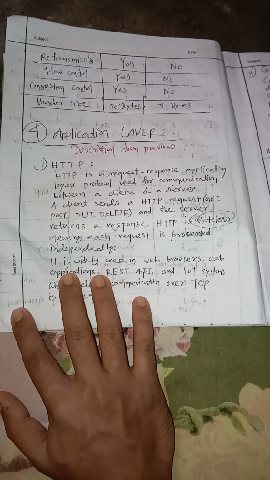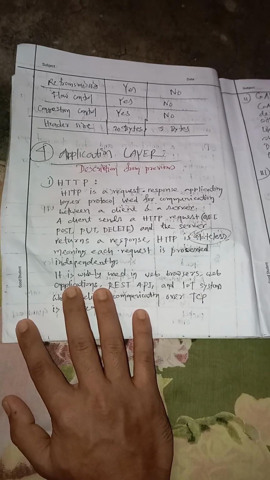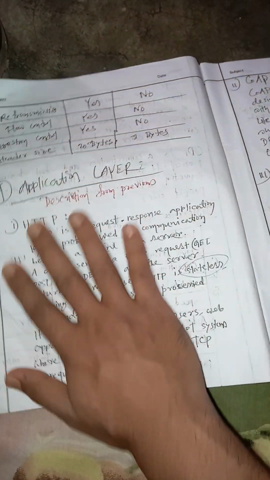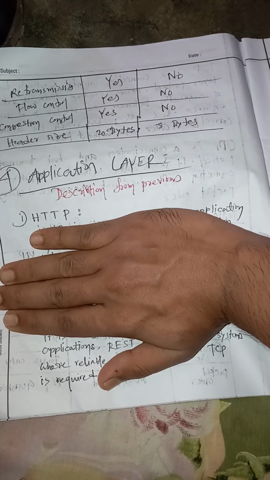And then the application layer protocols. This is a very important layer. You have to spend one or two hours on this. First of all, HTTP, nothing else. It is a request-response application layer protocol.